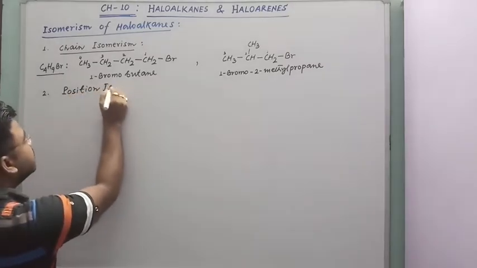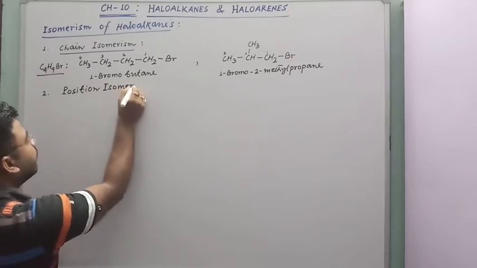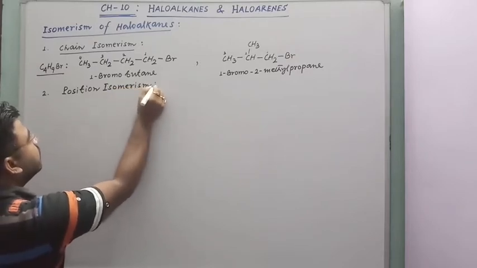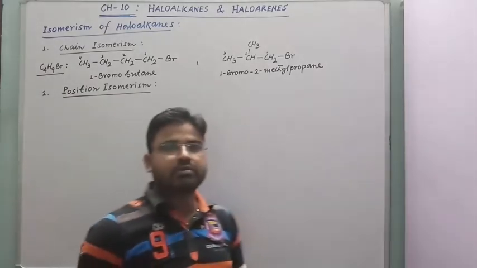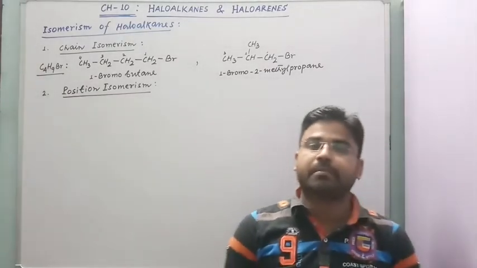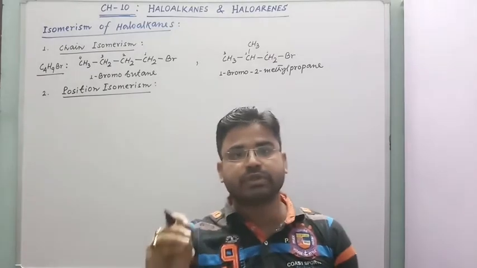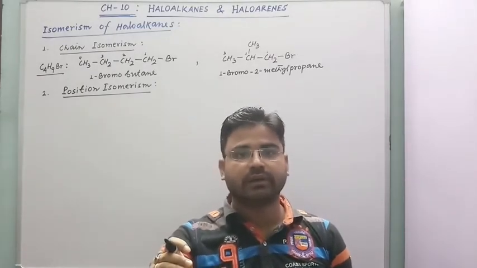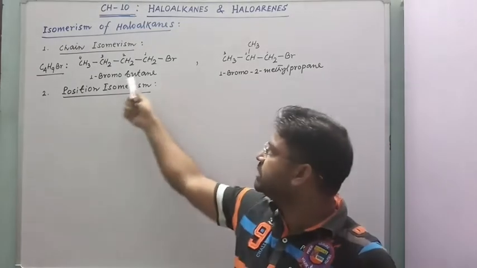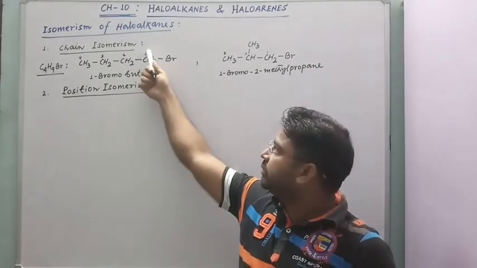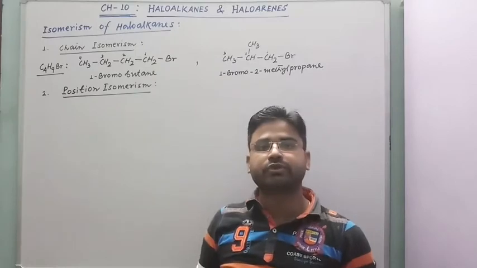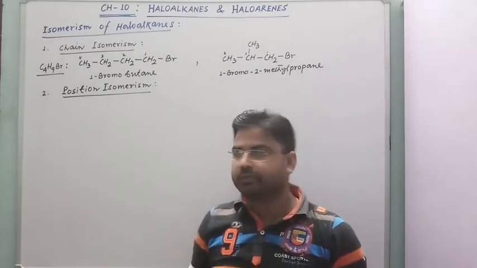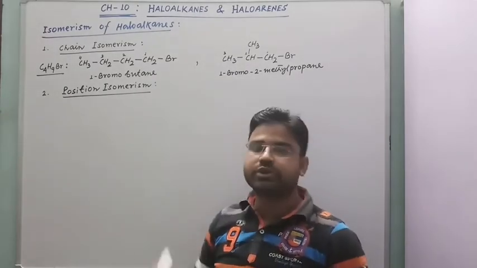Position isomerism. What are position isomers? Compounds having the same molecular formula but different positions of the halogen atoms, because it is haloalkane. We are studying the isomerism of haloalkanes. So, different positions of halogen atoms are called position isomers.